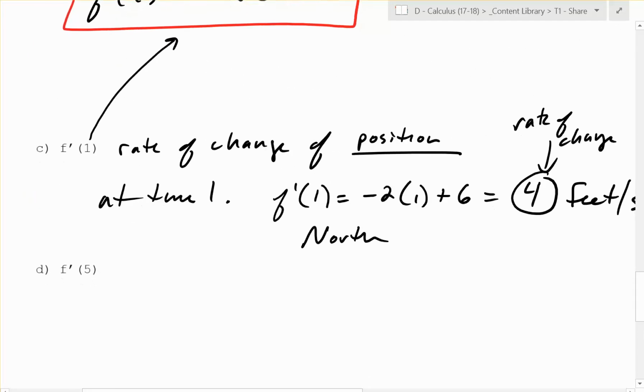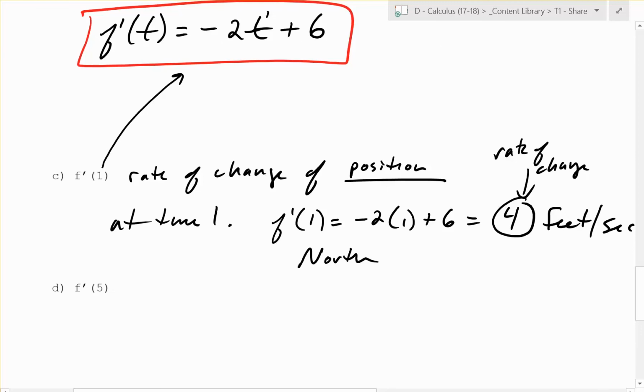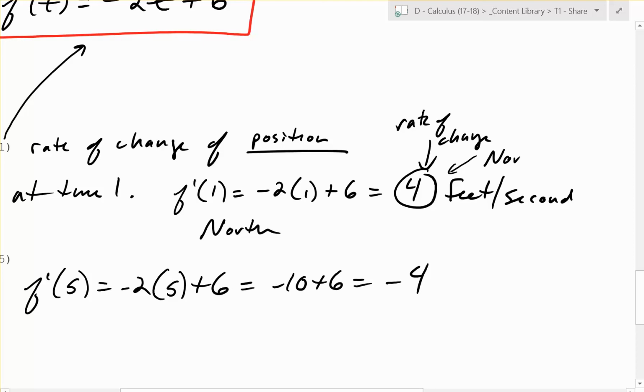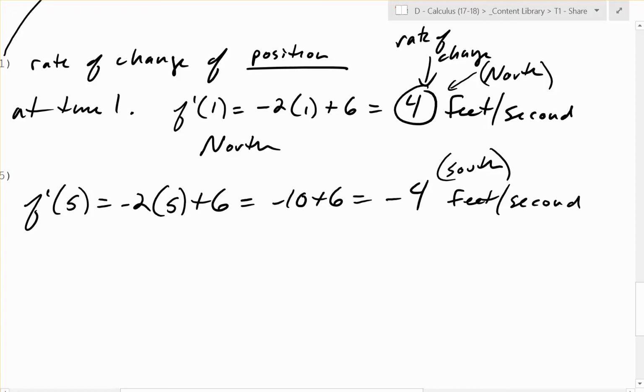What about f prime of 5 when f prime is negative 2t plus 6? So that's going to be f prime of 5 is negative 2 times 5 plus 6, which is negative 10 plus 6, which is negative 4. Since it's negative, so this was north, this person is moving south at a rate of 4 feet per second. So you can either say he's moving at negative 4 feet per second or moving south at 4 feet per second, one or the other. So north, south. Kind of assume that up is north and down is south. Likewise, to the right is positive, to the left is negative.